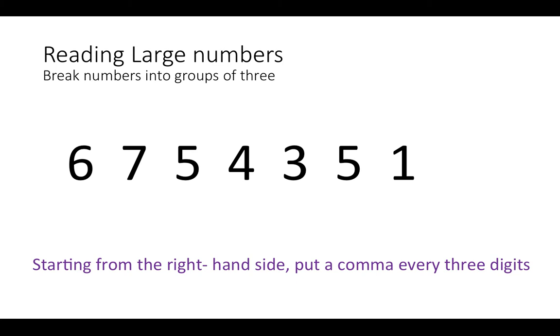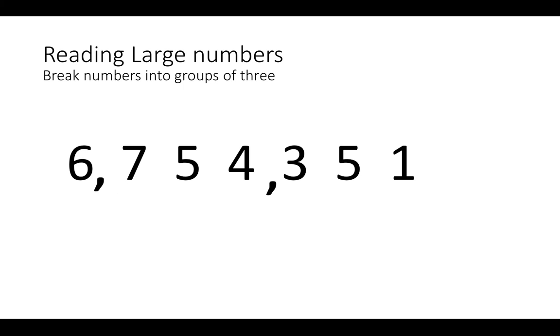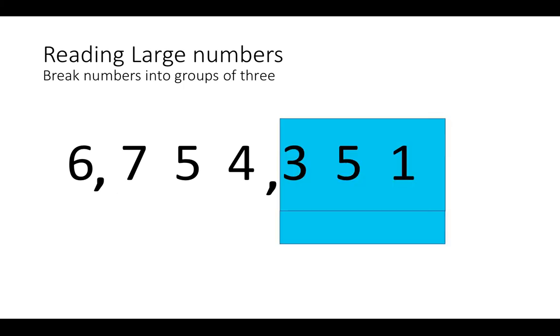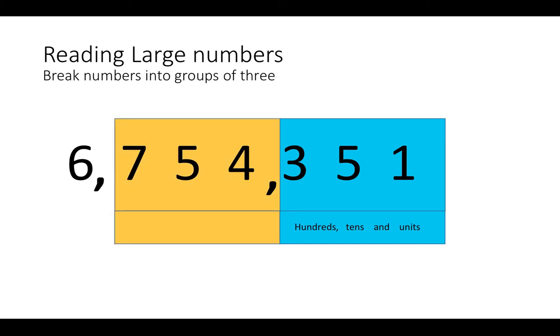So starting from the right hand side, put a comma every 3 digits. 1, 2, 3, comma, 1, 2, 3, comma. Now I've broken the number into sections. Here are the hundreds, tens and units, so that's 351. Here are the thousands, so that's 754,000. And here are the millions, so it's 6 million.